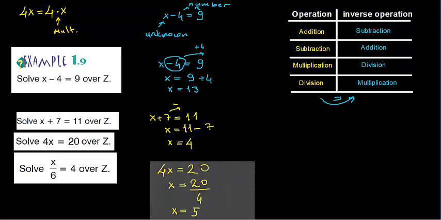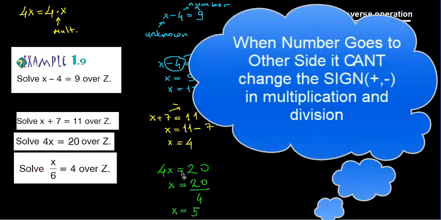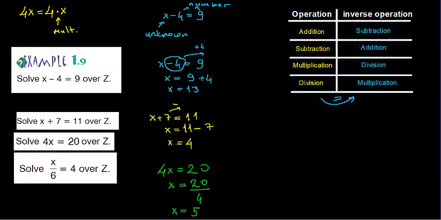Here is the important part: when I am sending multiplication to the other side, I'm not changing the sign. This is very important. Do not change the sign of the coefficient at multiplication.